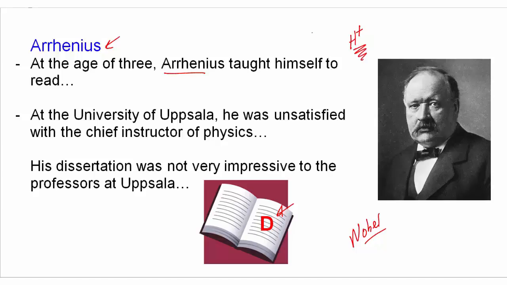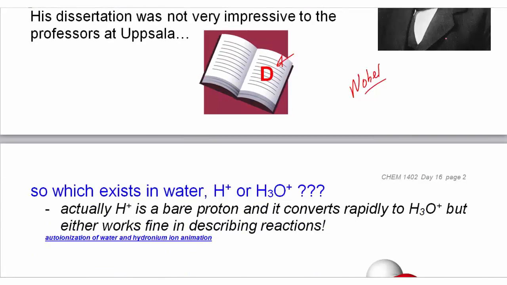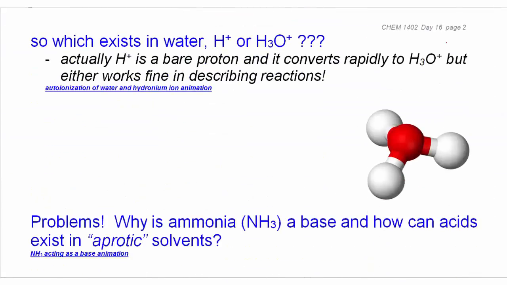A lot of hydrogen ions, you're supposed to think of acidic. If you have a lot of hydroxide, you're supposed to think, basic. So he really got things going. So what really exists in water?